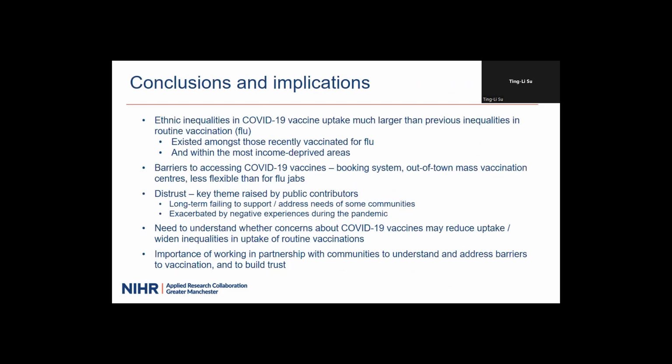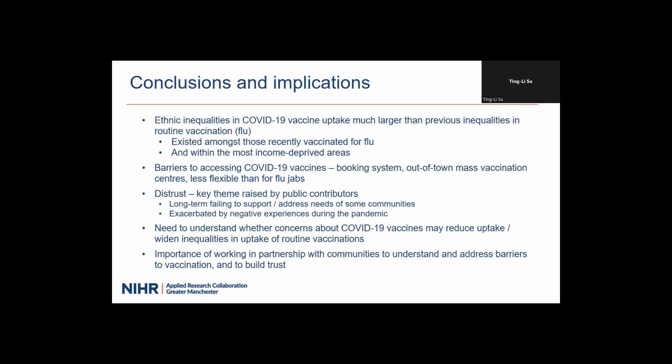So that work has also been followed up with some more in-depth interviews and focus groups. And that's work that's led by my colleagues, Caroline Sanders and Stephanie Gillibrand, and hopefully we'll be providing some deeper insights soon. So just to conclude then, we found really wide ethnic inequalities in COVID vaccine uptake that were much larger than previous inequalities in flu vaccine uptake. These inequalities existed even amongst those recently vaccinated against flu, and I didn't have time to get into it today, but they also persisted when we restricted the sample just to looking at the most income-deprived areas.